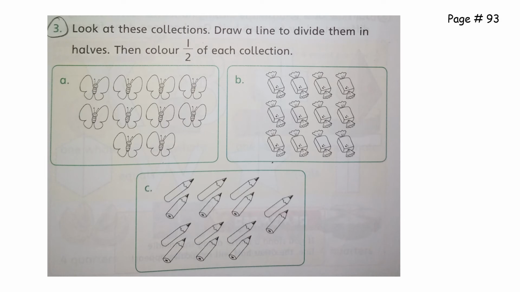Now come to page 93. Look at these collections. Draw a line to divide them into halves. अब ये इतनी सारी pictures हैं और हमें इनको half में divide करना है. For that we will have to count. First we will count these butterflies. 1, 2, 3, 4, 5, 6, 7, 8, 9, 10. So what is the half of 10?